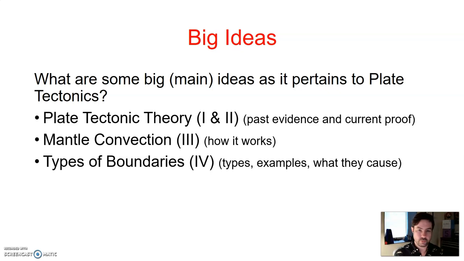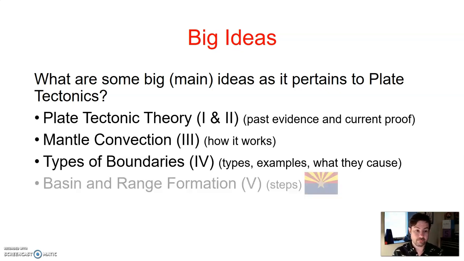The different types of boundaries, some examples, what they cause, as far as convergent, divergent, transform, examples of those, where earthquakes and volcanoes are more prevalent in regards to those types of boundaries. And then the basin and range formation, those 5 steps that I went over, which has helped shape the vast majority of central and southwestern Arizona.